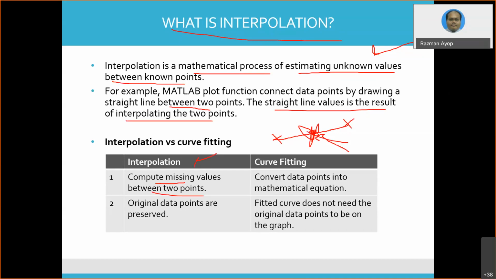With interpolation, the original points are preserved. Basically for interpolation, the points we know, the line will cross all these points, right? So for example, you have 3 data points here. If you do interpolation, all the values will be preserved.